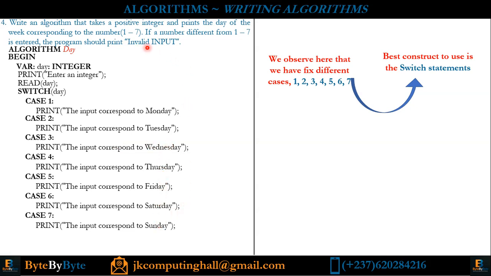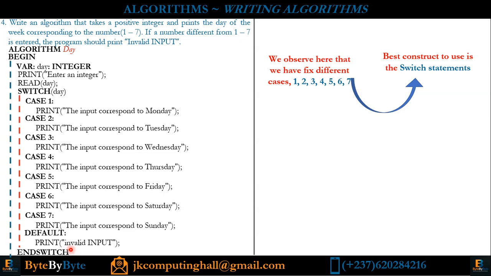And for a switch case, remember a user can enter a value which does not correspond to an acceptable one. So you must have a default set of instructions that should be executed in case a value entered does not correspond to those that are accepted. In this case, they said the program should print "invalid input." So I have my default: print "invalid input." Then I end my switch, as you can see, and I end my program.